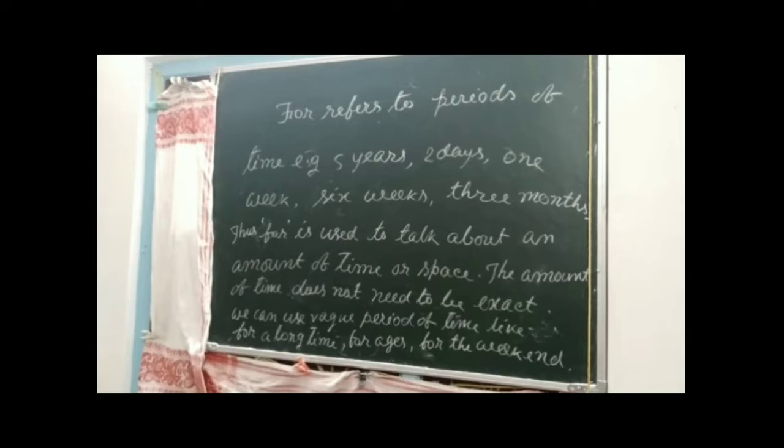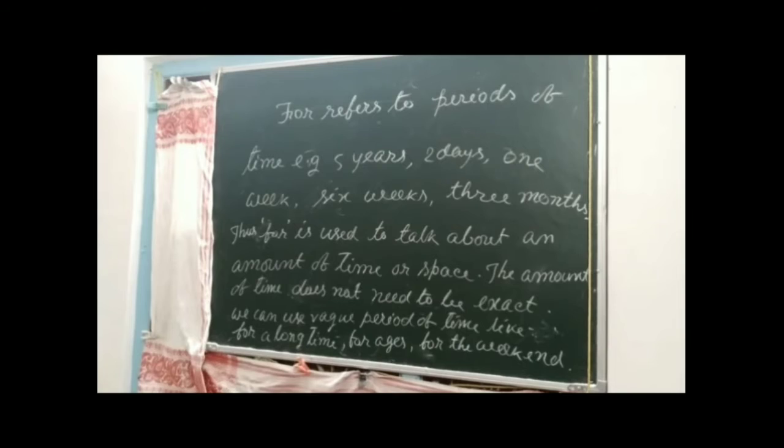For refers to a period of time. Example, for 5 years, for 2 days, for 1 week, for 6 weeks, for 3 months. Thus, for is used to talk about an amount of time or space. The amount of time does not need to be exact. We use vague periods of time like for a long month, for ages, for the weekend, etc.